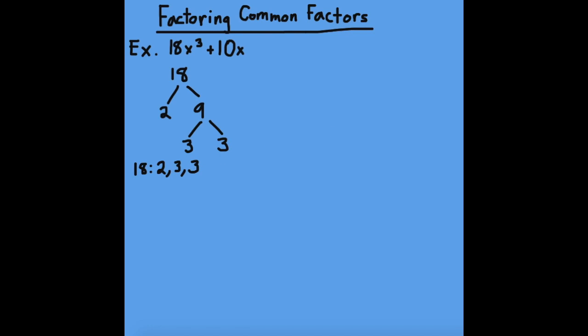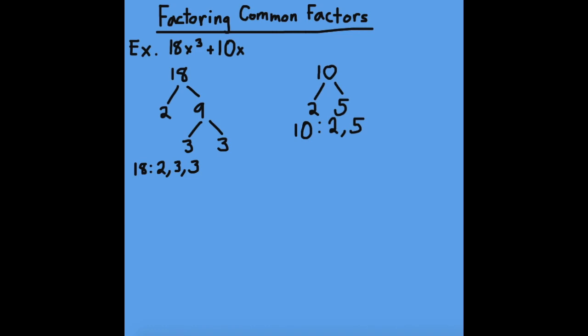Now, let's look at 10. 10 can be broken down into 2 and 5. Since 2 and 5 are prime factors, they cannot be broken down any further. So the prime factors of 10 are 2 and 5.